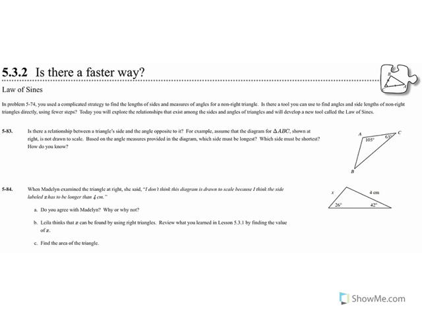Okay, Kellen opted out of reading our intro, so I'm going to read it. In problem 74, you used complicated strategies to find the lengths of sides and measures of angles for non-right triangles. Is there a tool you can use to find angles and side lengths of non-right triangles directly using fewer steps? Today you will explore the relationships that exist among the sides and angles of triangles, and we'll develop a new tool called the law of sines.